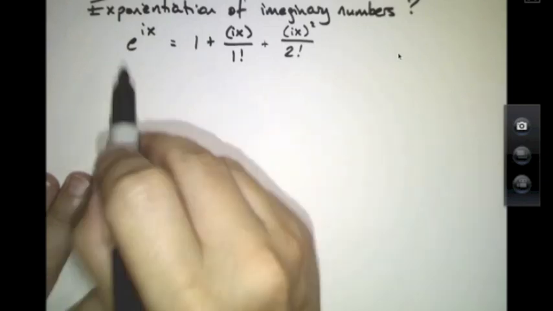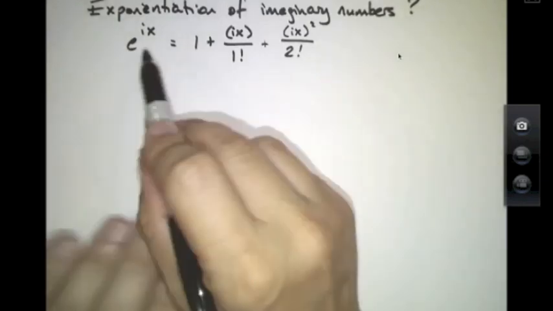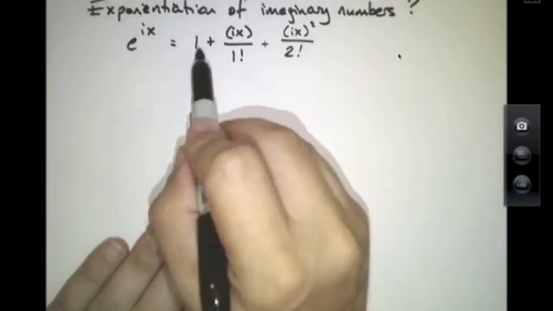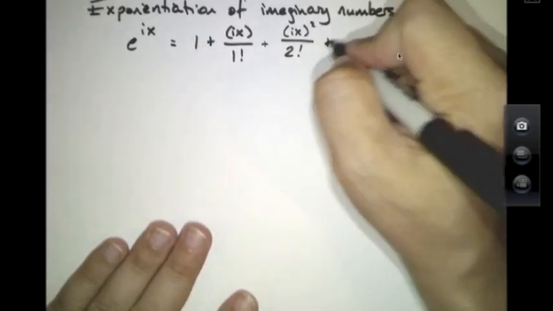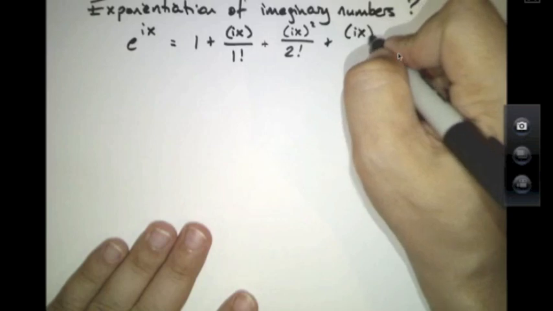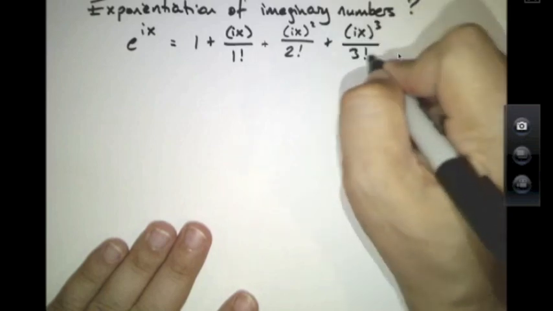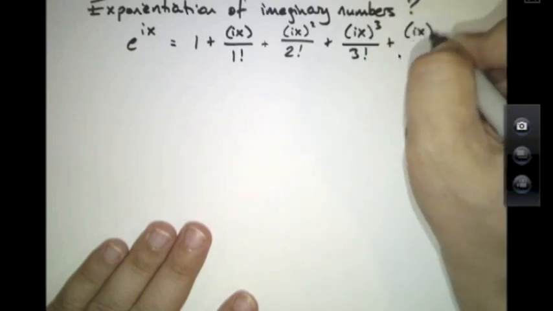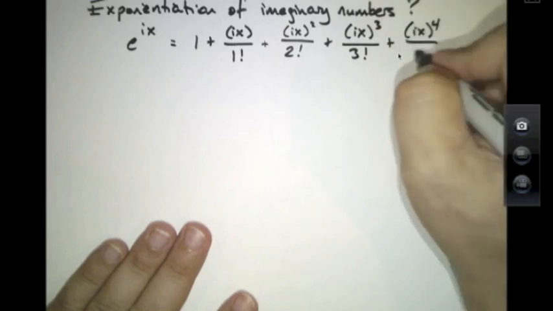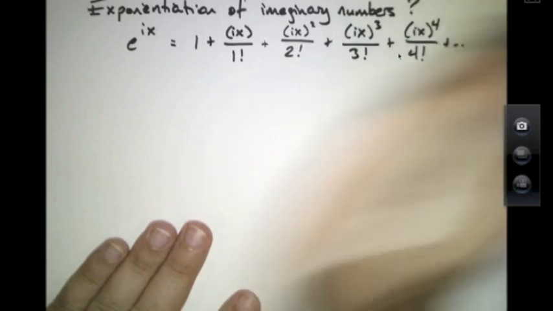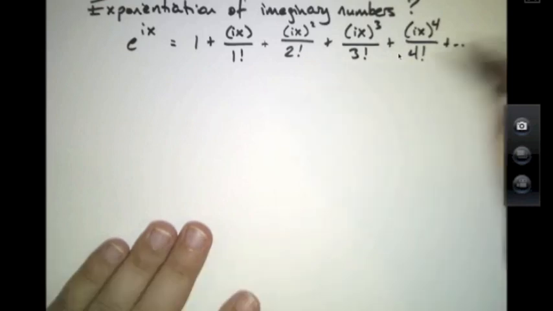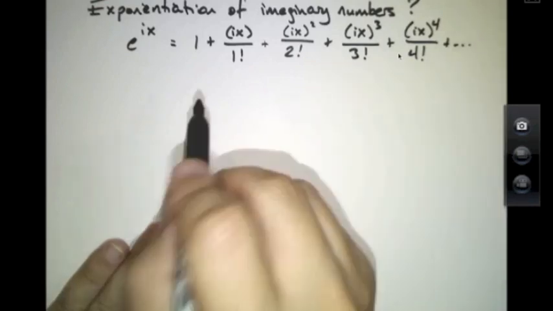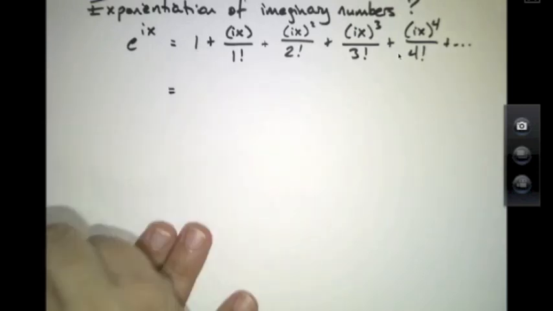The Taylor series of e to the alpha is 1 plus alpha over 1 factorial, plus alpha squared over 2 factorial, plus alpha cubed over 3 factorial, plus alpha to the 4th over 4 factorial, and so on. I'm going to compute this out a little bit, but rearrange some terms.